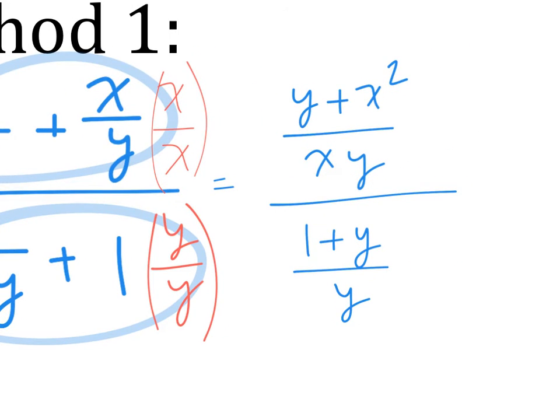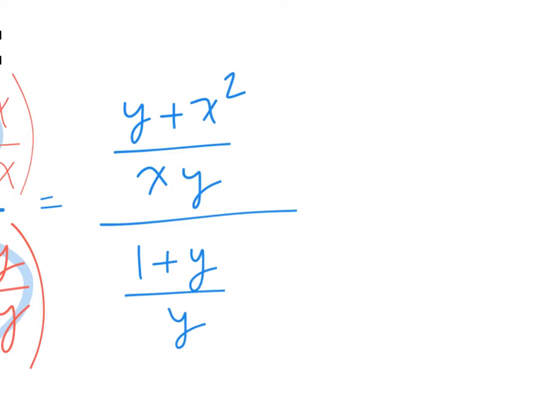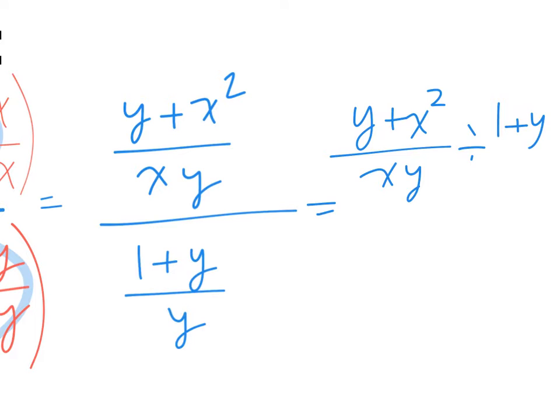All right, we now have just one fraction on top, one fraction on the bottom. Compared to before, we had 2 fractions on the top and 1 fraction on the bottom, so that was no good. We have 1 and 1, so pretty good. Now we need to just take the top divided by the bottom. Again, please don't do sidebars, just write it all together: y plus x squared over xy divided by 1 plus y over y.